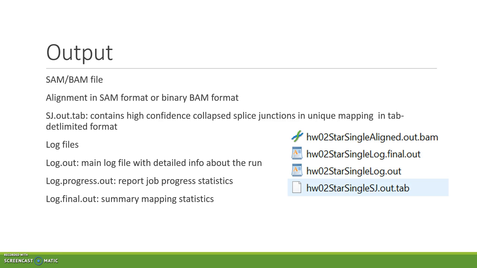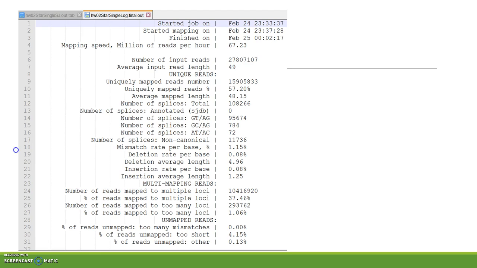For the output files, there are three types. First is the alignment file. It can be in SAM or BAM format depending on the user's choice. And the other file is SJ.out.tab, which contains high confidence collapsed splice junctions in tab-delimited format. And there are three kinds of log files. We will talk about the most important one, which is Log.final.out. It's a summary of the mapping statistics.